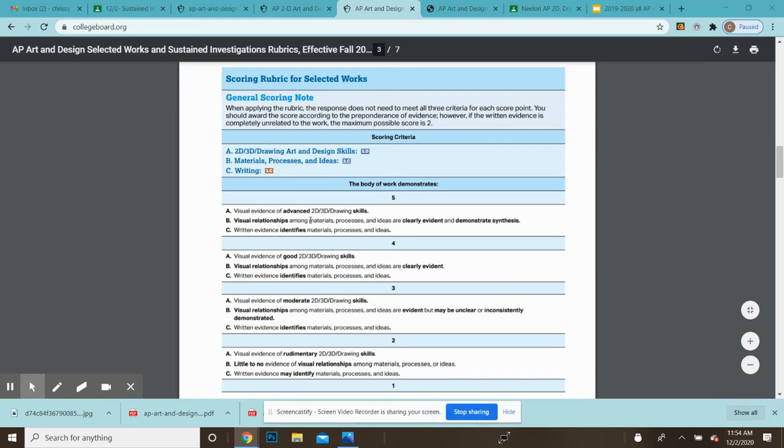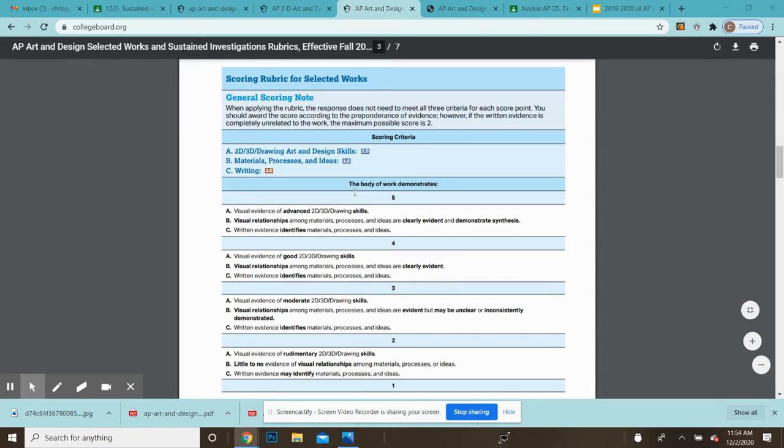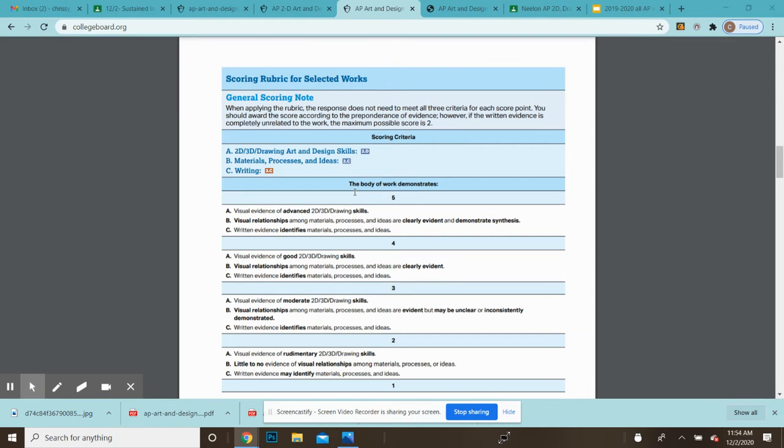So since this materials, processes, and ideas is in the rubric so often, it is very important to make sure that when you're talking and writing things that you write the best possible little blurb for your materials, processes, and ideas. They are clearly evident and demonstrate synthesis, which means they all go together. And your written evidence identifies the materials, processes, and ideas.